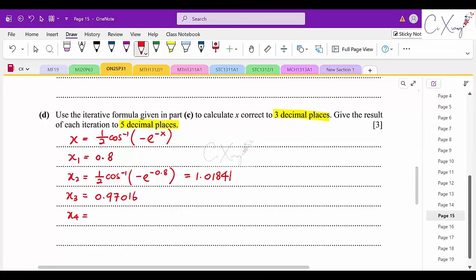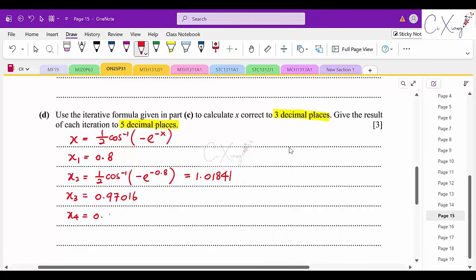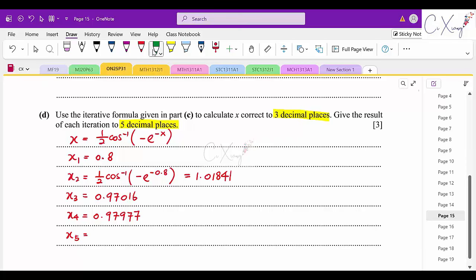Okay, repeat the process again. Press calculate, key in the value 0.97016, then press equal sign. Then you get this value here. Rewrite it again: 0.97977. Okay, so a lot of students will ask, when should I stop the process? We will stop the process if you successfully get the repeated same value for 3 decimal places.